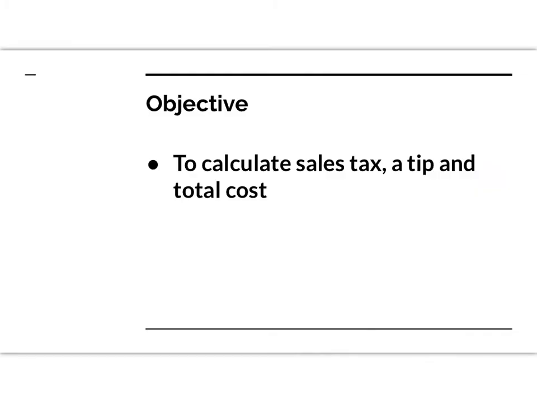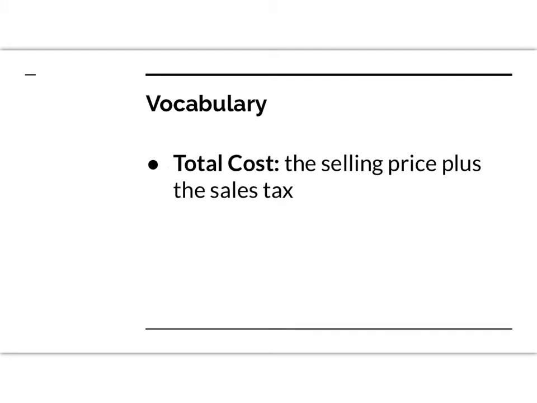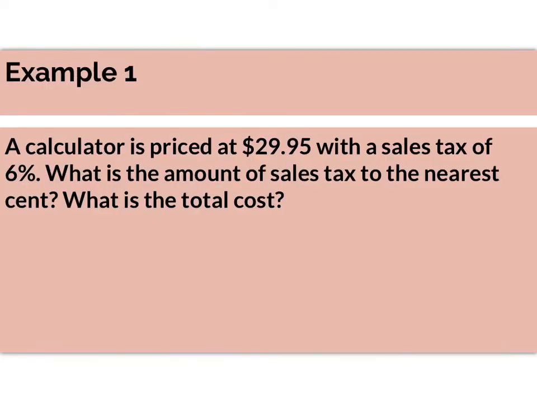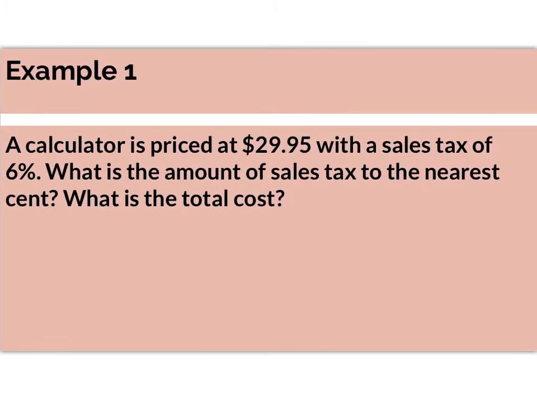Okay, so here's our objective, some vocabulary. All right, first example. Calculator price at $29.95 with a sales tax of 6%. What is the amount of sales tax to the nearest cent? I'm sorry about that. And let me turn the pen on for you.